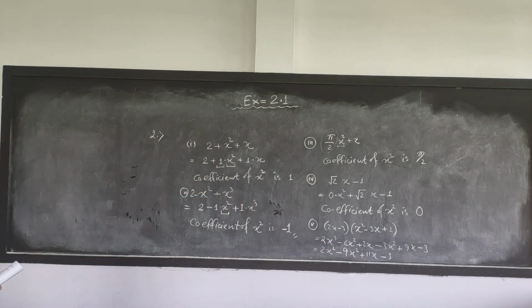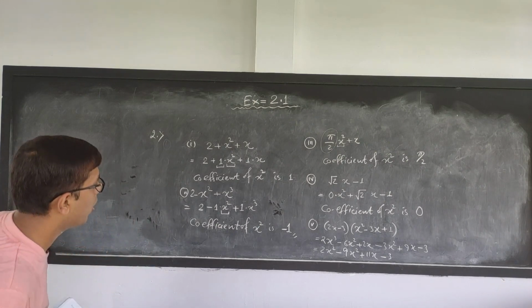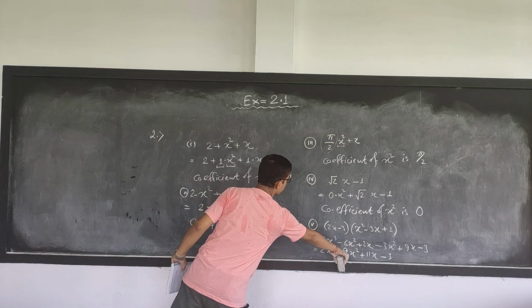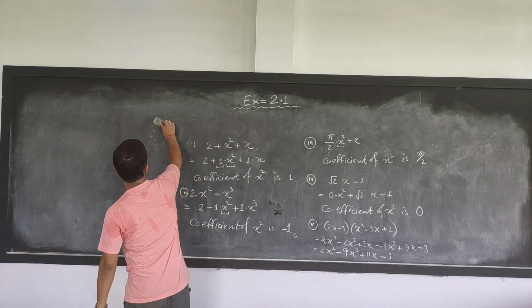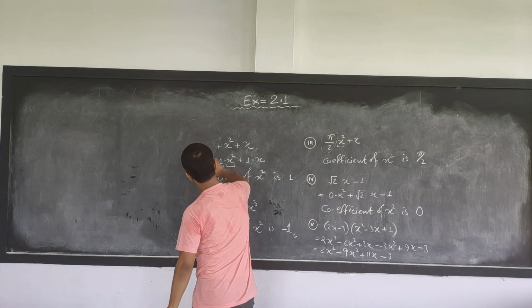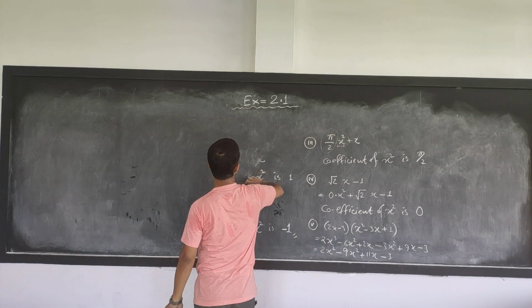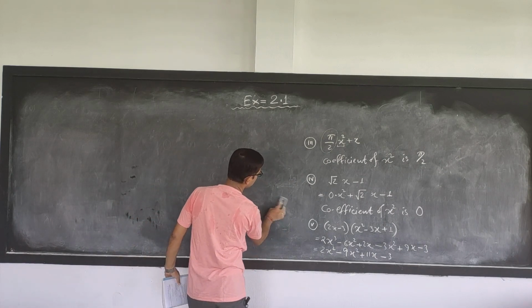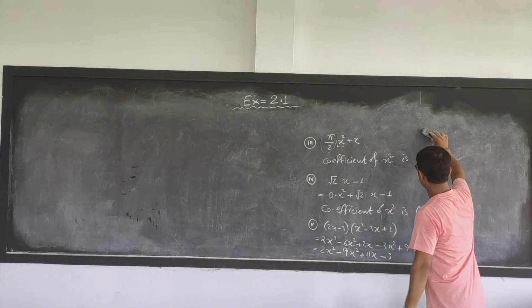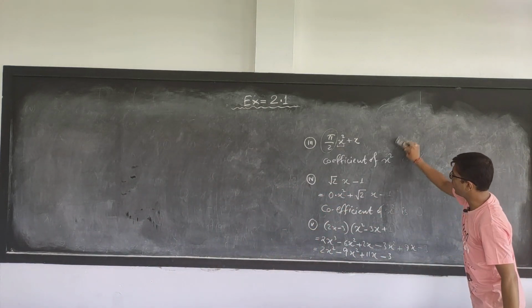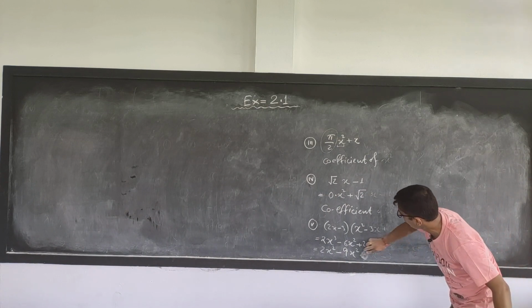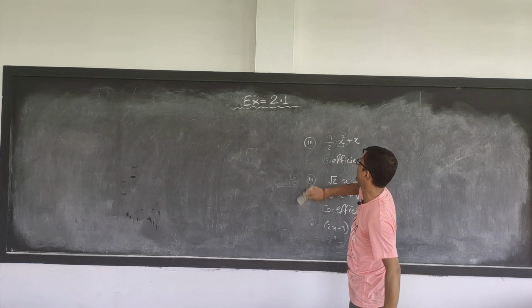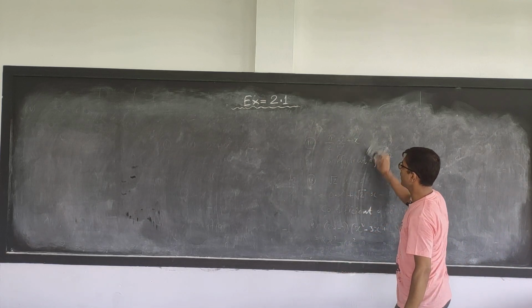Hope you have understood up to here. The next question is: give one example of each of a binomial of degree 35 and a monomial of degree 100. If you understand the basic things about polynomials, this exercise is very, very simple. So go through the basic concept of polynomials again and again until you understand. If you have any query or problem, you can message me so that I can make another video to make you understand, or you can mail me also.